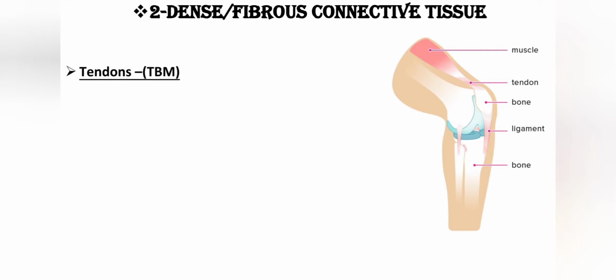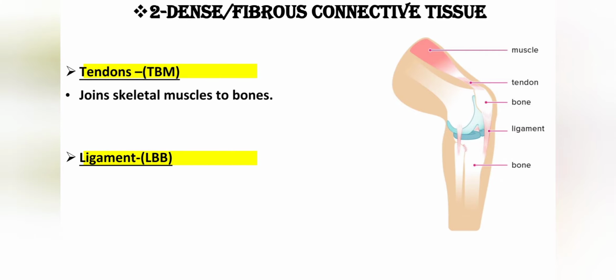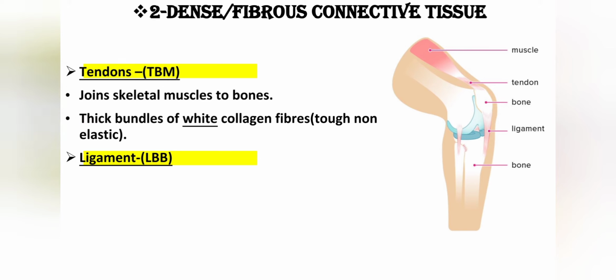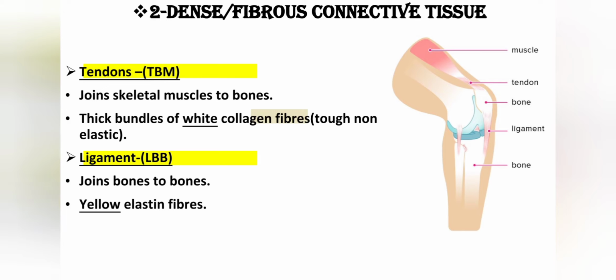Now we'll learn about the dense or the fibrous connective tissue. Dense or fibrous connective tissue is of two types, tendons and ligament. Tendon joins skeletal muscles to bones, and they are thick bundles of white collagen fibers which are tough and non-elastic. Ligament joins bones to bones, and they are made up of yellow elastin fibers. To remember tendons and ligament, always remember TBM and LBB.